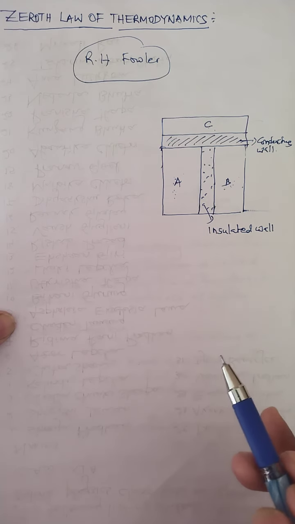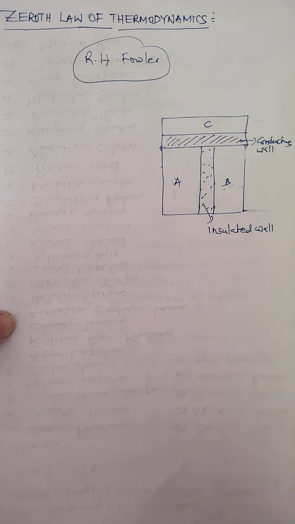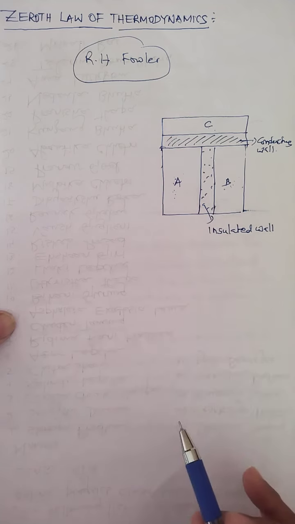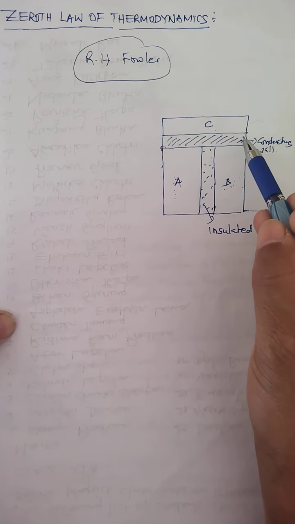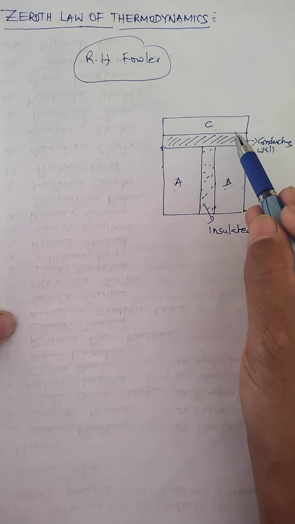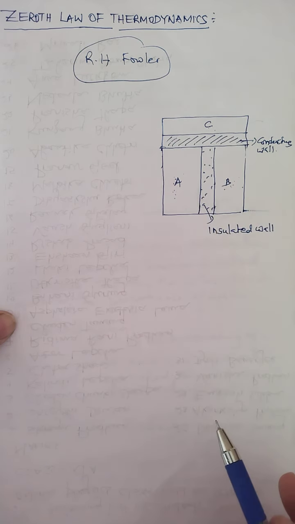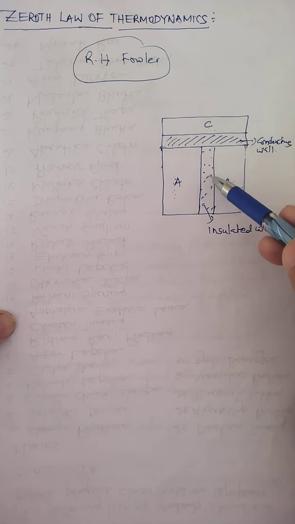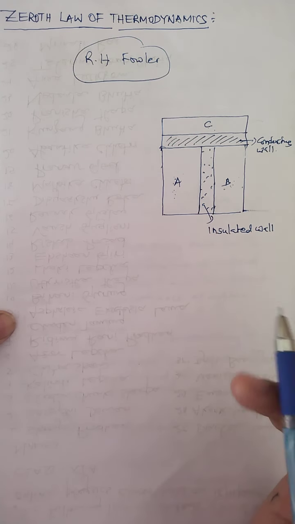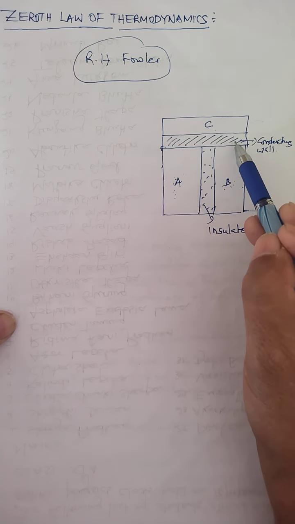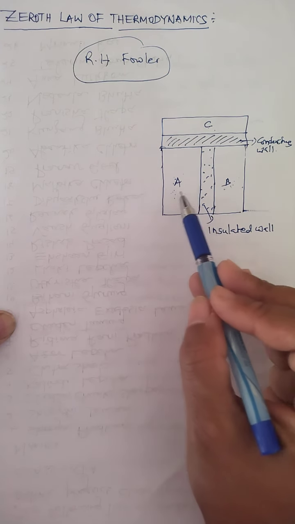But after achieving thermal equilibrium of A and B with C, we can now simply replace the conducting wall by an insulated wall, and replace the insulated wall by a conducting wall. So we just interchange the insulated wall and the conducting wall that bound A, B and C.